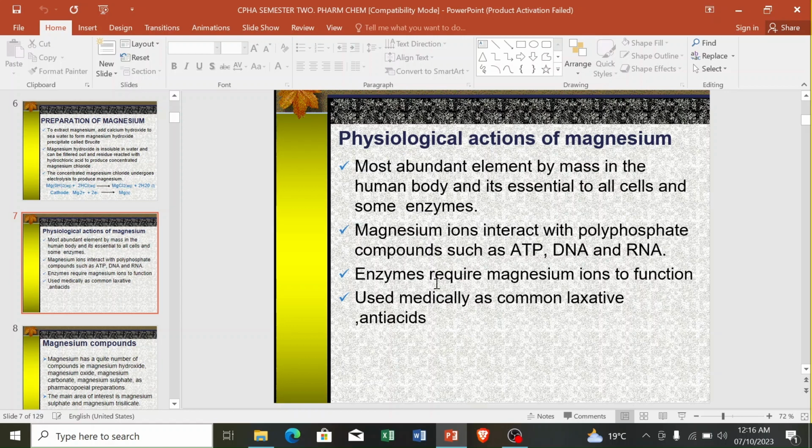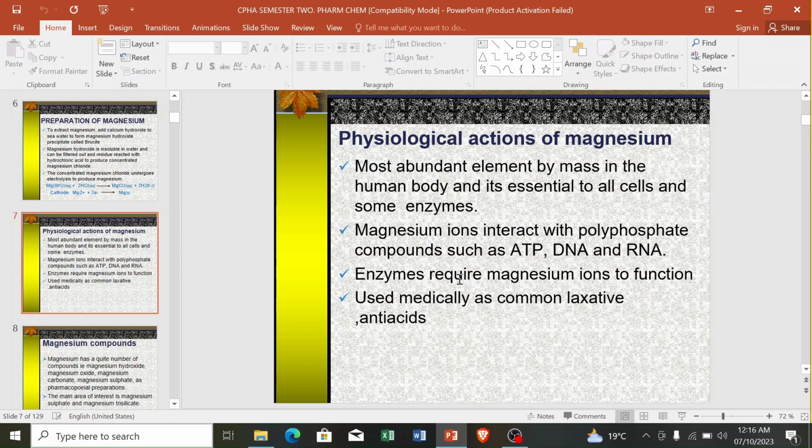We also see that enzymes require magnesium ions to function, just like what we said, they're essential for cells and some enzymes. So we see that enzymes require magnesium ions for them to function, and we know the work of enzymes. We know the role of enzymes.